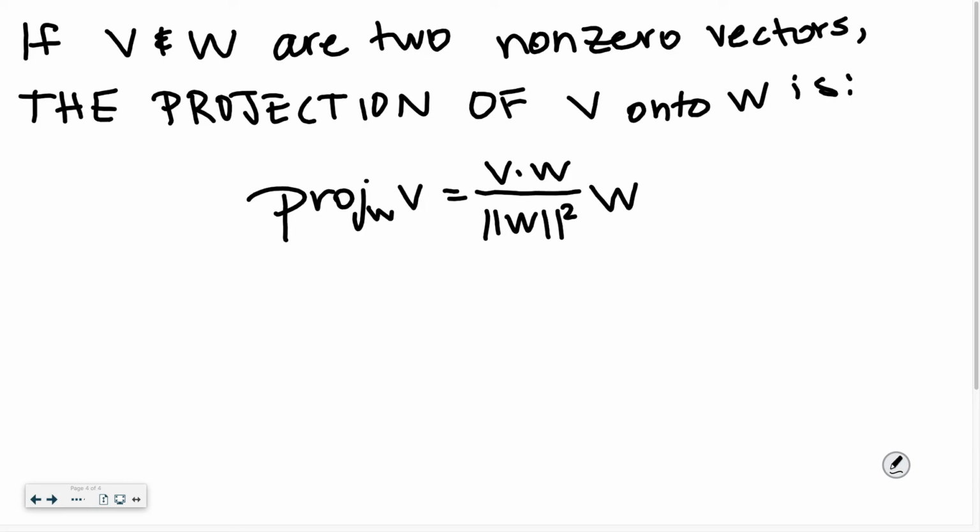Write it down. Otherwise, you won't be able to read my little w in my subscript. Projection. The projection of V onto W. So the projection of V onto W.